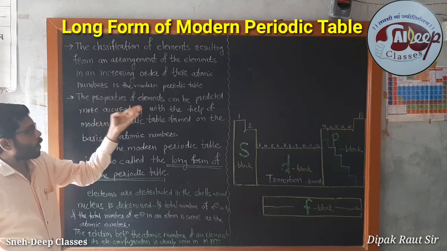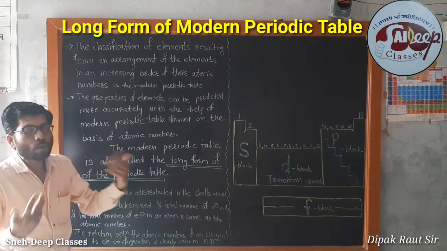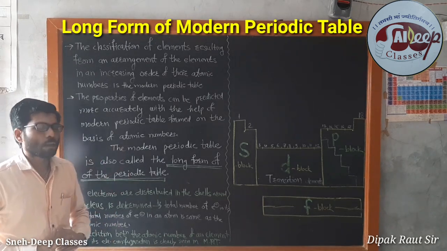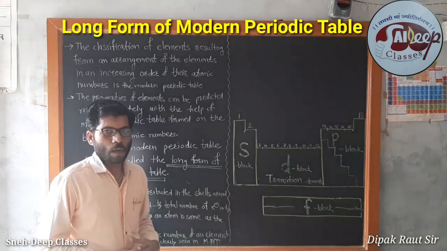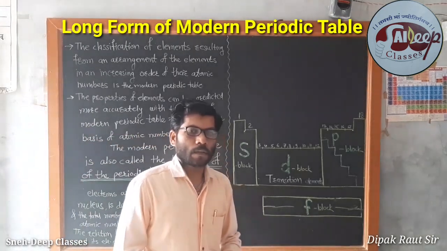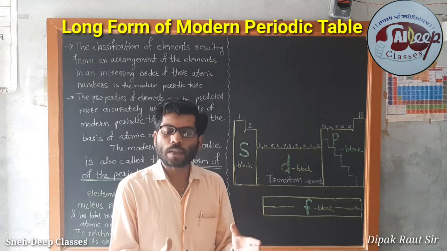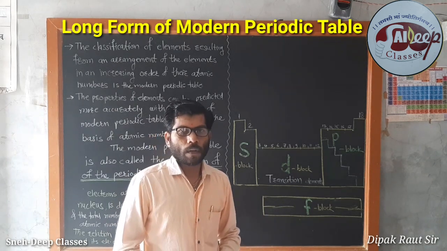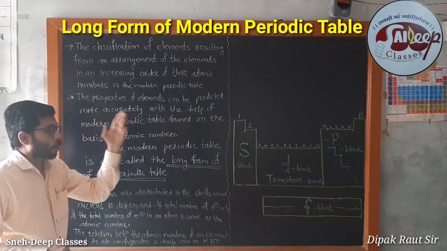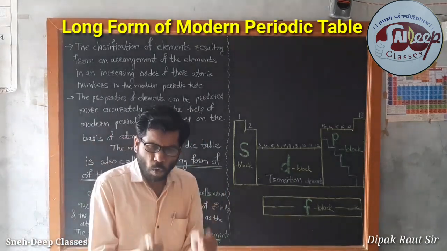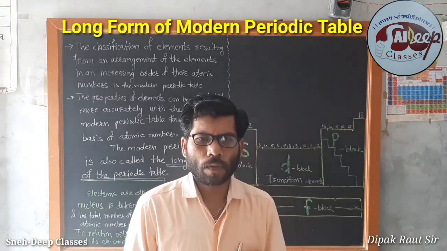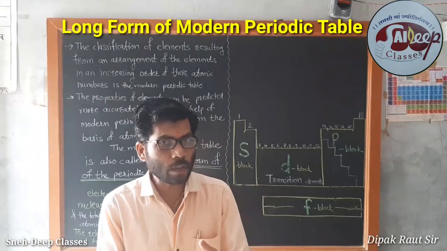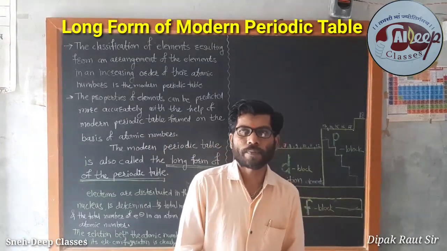The properties of elements can be predicted more accurately with the help of the modern periodic table on the basis of atomic numbers. The modern periodic table is based on the fundamental property, the atomic numbers. And that's why the properties of elements can be predicted more accurately with the help of the modern periodic table on the basis of atomic numbers.